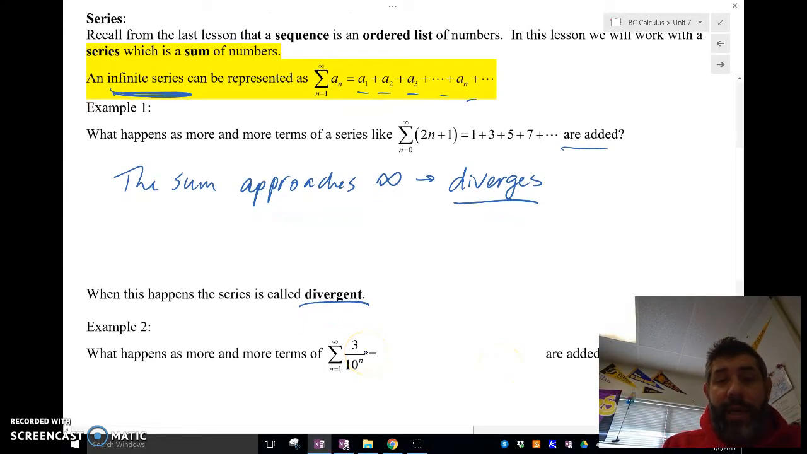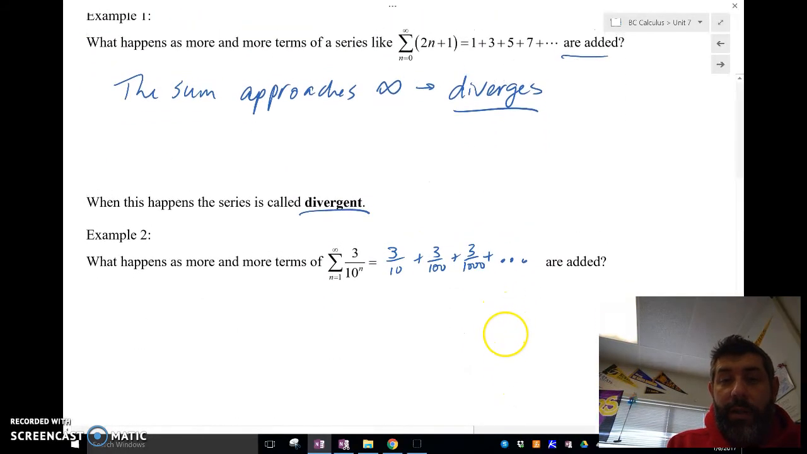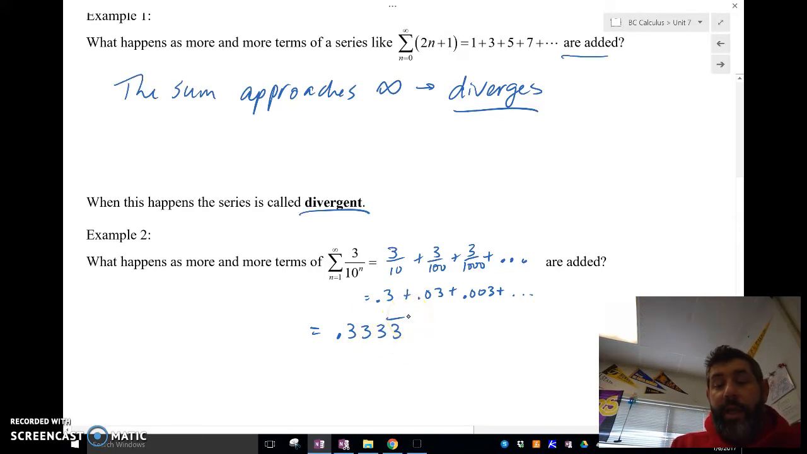3 over 10 to the n. Well, that's 3 over 10 plus 3 over 100 plus 3 over 1,000 plus, and so on. And what's going on here? Well, 3/10 is 0.3. 3 100ths is 0.03. 3 1,000ths is 0.003, and so on. And so what does that look like? Well, that's going to be 0.3333 repeating, right? It's going to go on forever.